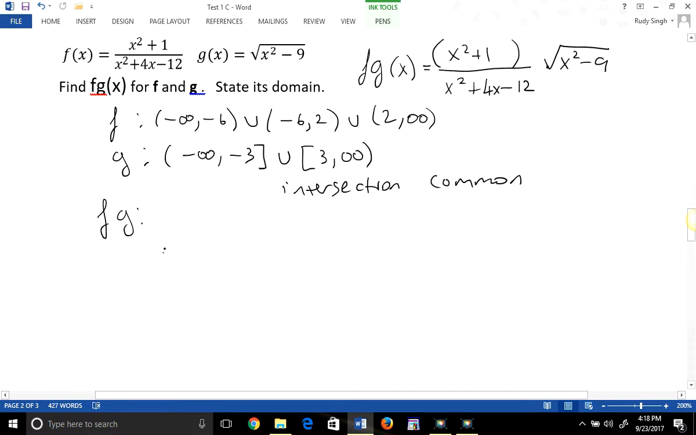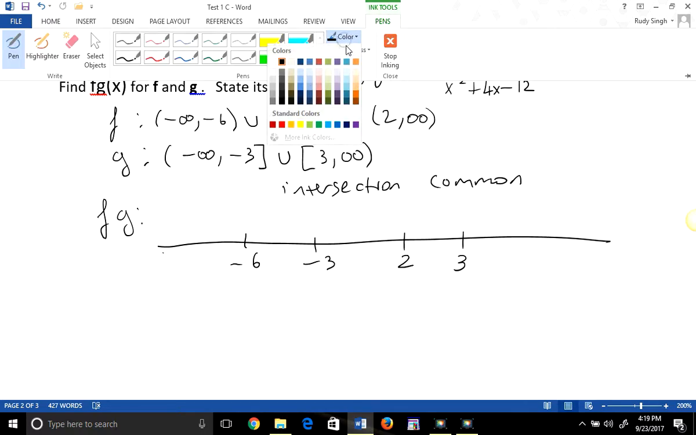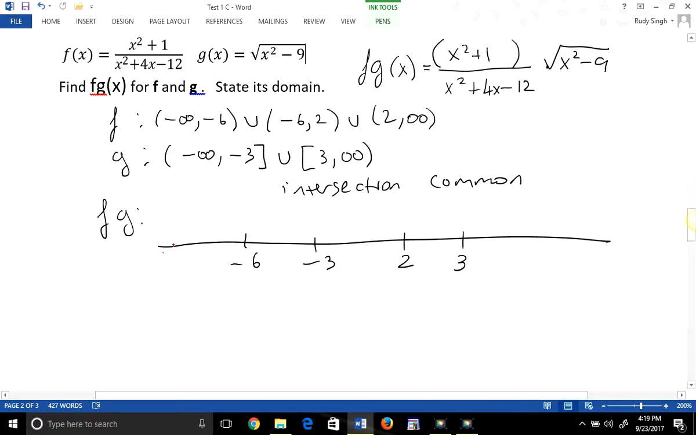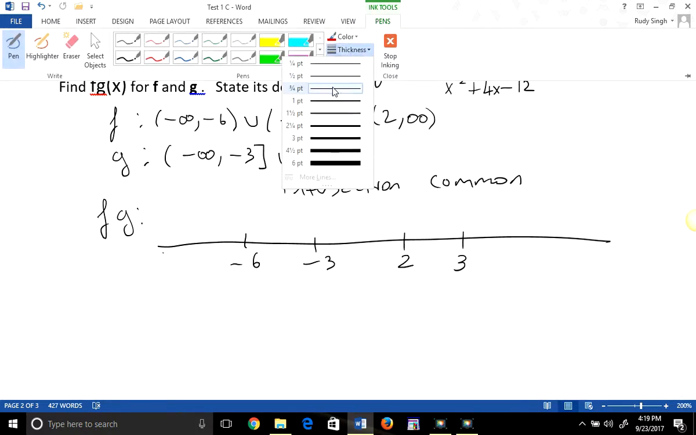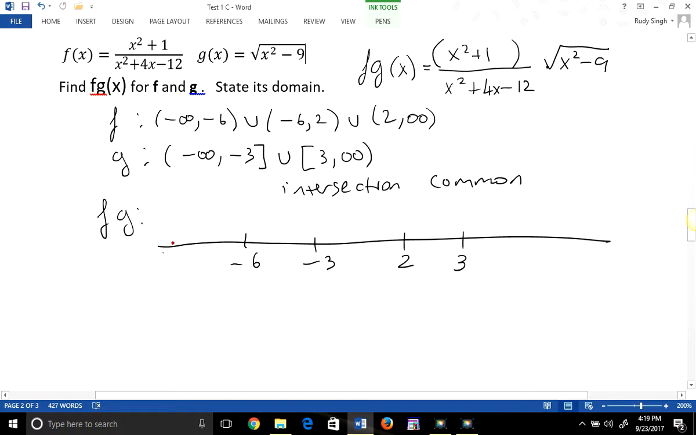So one way to visualize that is, let's put these domains in different colors. We know we have a negative 6 where there's something happening, then a negative 3, then a 2, and then a 3. I'm going to change colors, and let's make the color of f this kind of red, and we'll make it thick. So f says negative infinity to negative 6, so you're going to have a hole here, you can't include it. And then negative 6 to 2, so we have a hole at 2, and then it goes on.